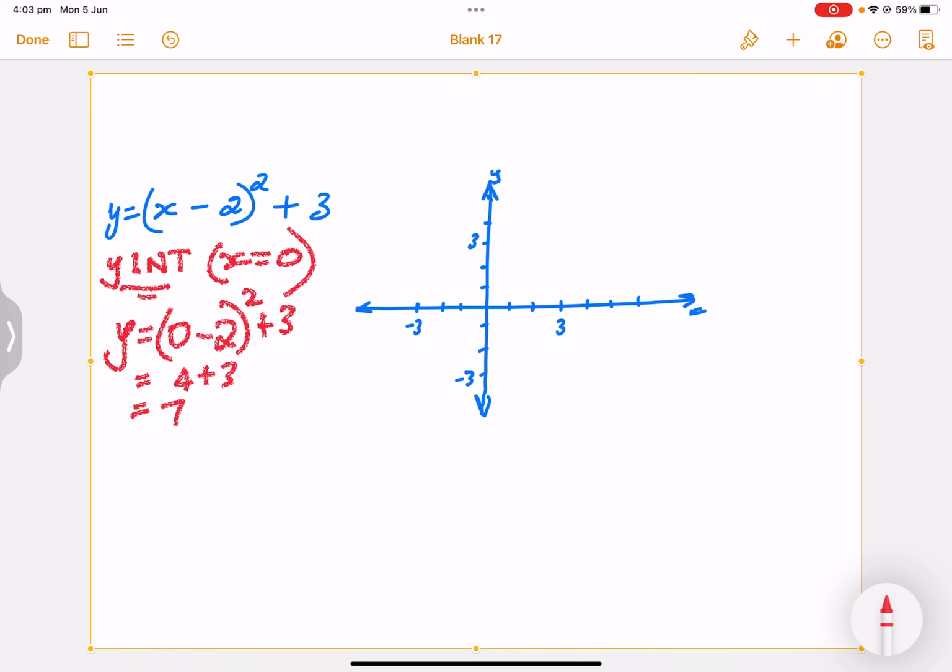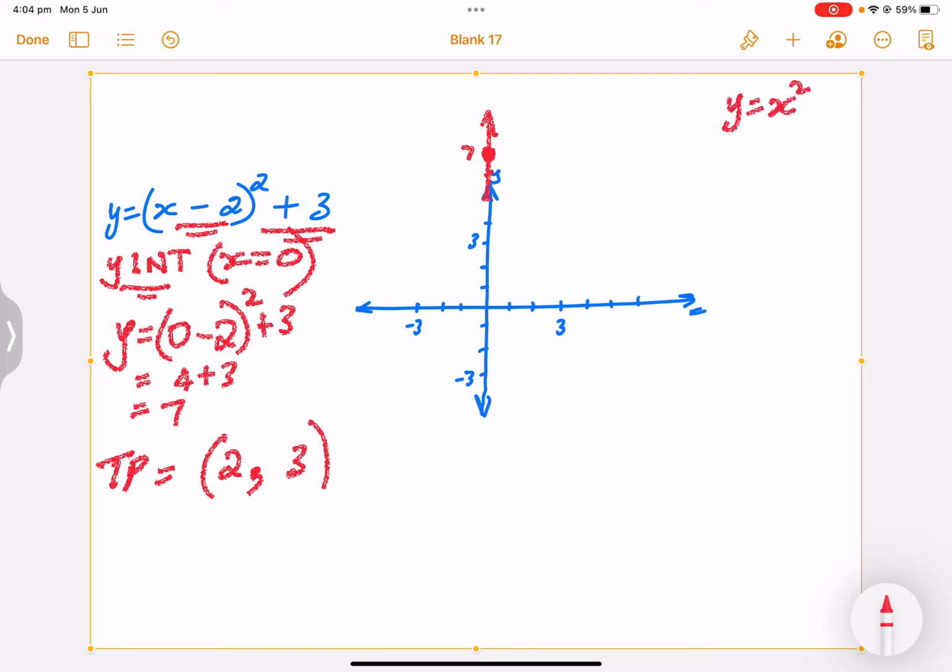Okay, well let's make this a little bit higher. 4, 5, 6, 7. All right, so we're going to cross the y-axis here. That's 7. But it's saying that the turning point, you can see the turning point, goes to the right 2 and up 3. So that's the up 3, and because it's a minus, you have to go to the right 2.